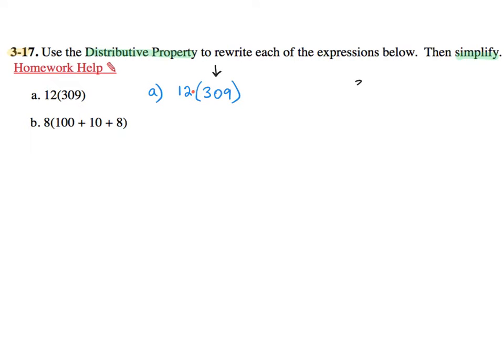So 309, 3 is in the hundreds place, so it's equal to 300. And then in the tens place there isn't anything, but there is a 9, so plus 9. So I'm going to rewrite it into two terms so that I can distribute the 12. So 12 times, and then 300 plus 9.